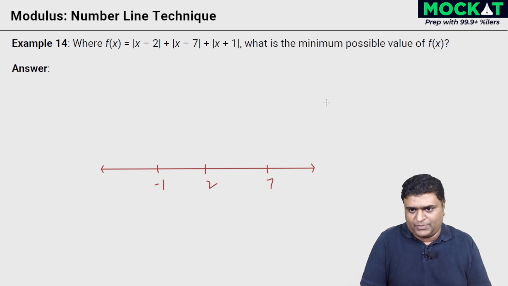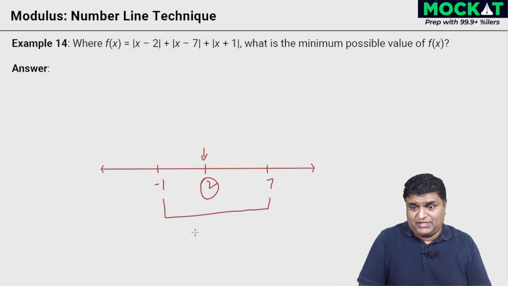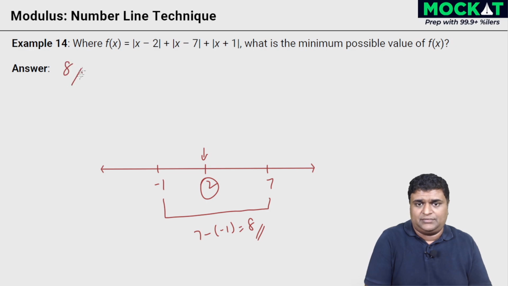What is the minimum possible value of f of x? At an x value of 2, it's going to sit over here, right? That's when the distances are minimized. 0 here and minimum to the others. The total distance covered is nothing but 7 minus of minus 1, which is 8. Answer is 8, right? f of 2 gives you a value of 8. That's when it attains minimum.